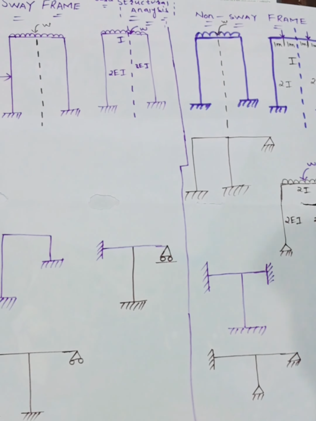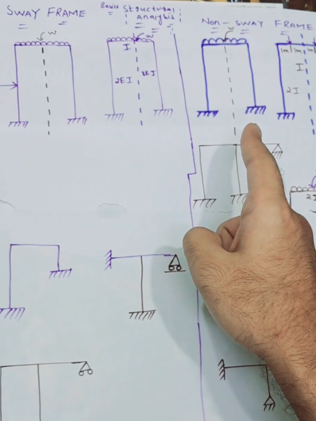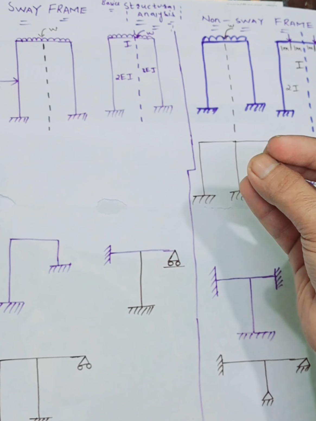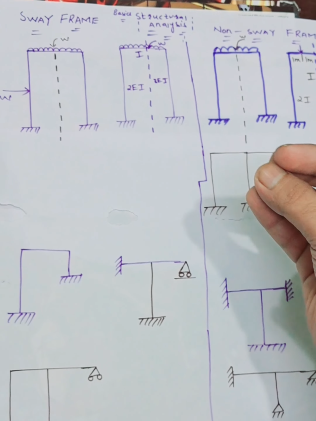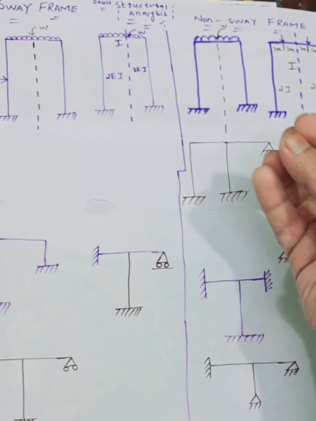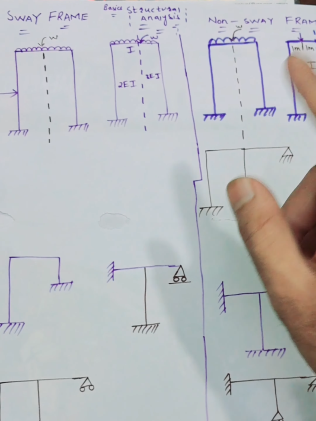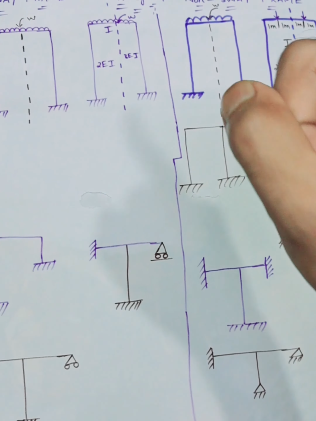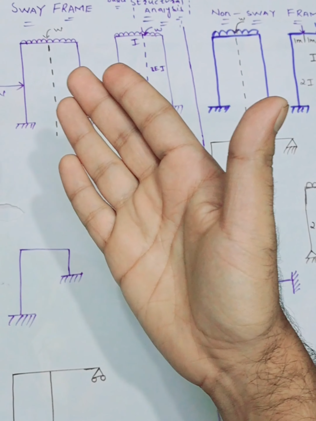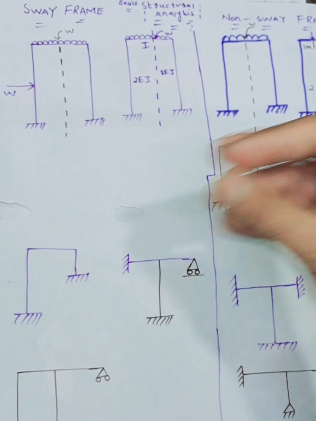But for the non-sway frame, we follow the procedure for the beam. As usual, it continues for the frame. I mean to say that the procedure which we follow for the beam calculation, we will follow for the non-sway frame, right? But what about the sway frame? Then it is a totally different procedure.